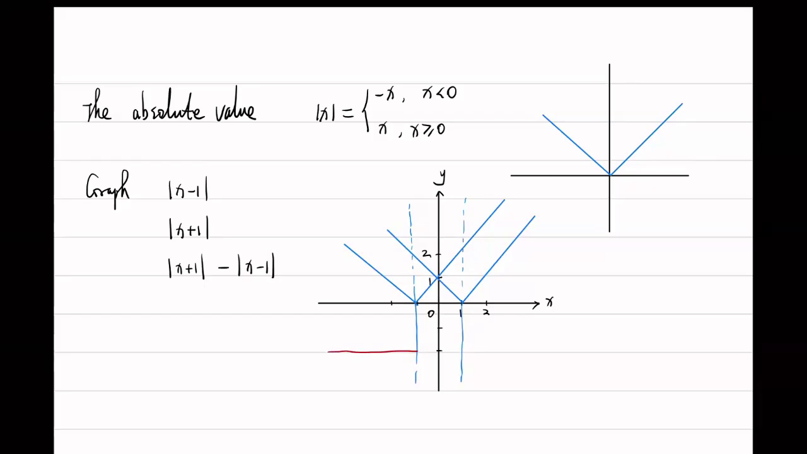Okay, Sophia, what happens if x is bigger than 2? Let's say x is 1, what's the value of this one? That's 2. And this is 0, the difference is 2. Okay, so if x is bigger than 2, we get this. In between, we can simplify this.